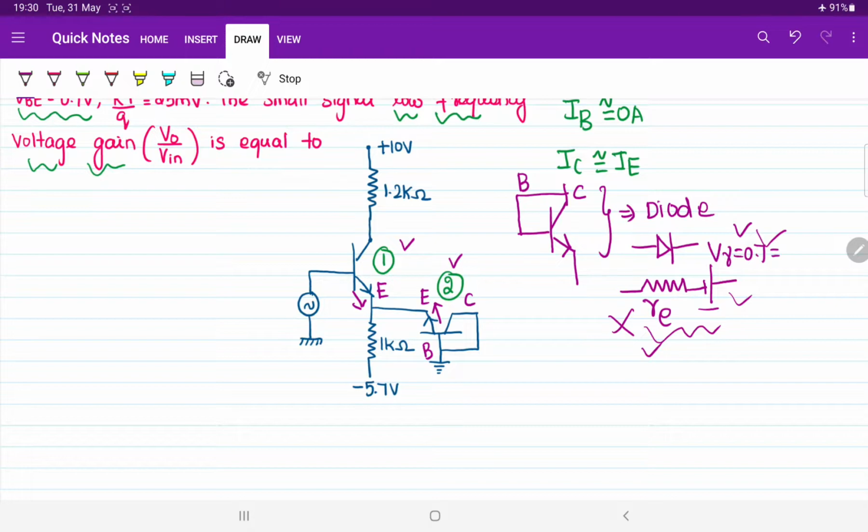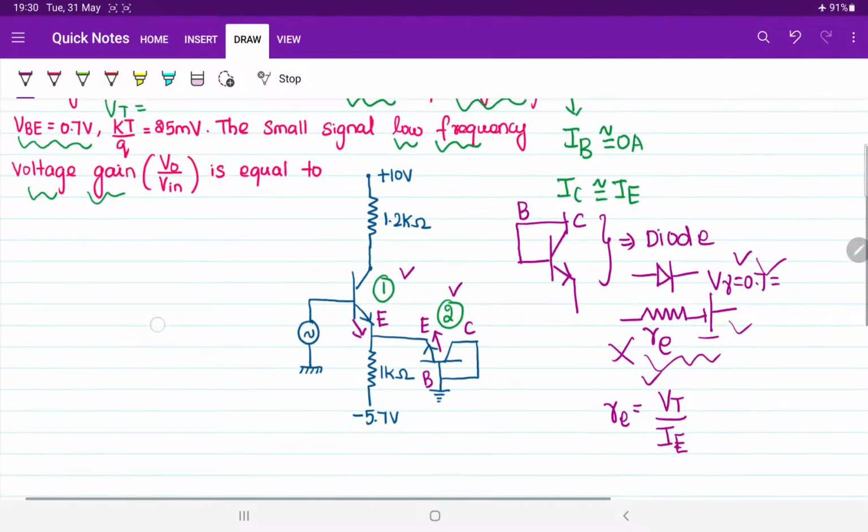Okay sir. Next, how can we calculate the value of RE? This is the dynamic emitter resistance. This value can be calculated with the help of Vt upon emitter current or collector current. Approximately both are equal only. Either you can consider emitter current or collector current.